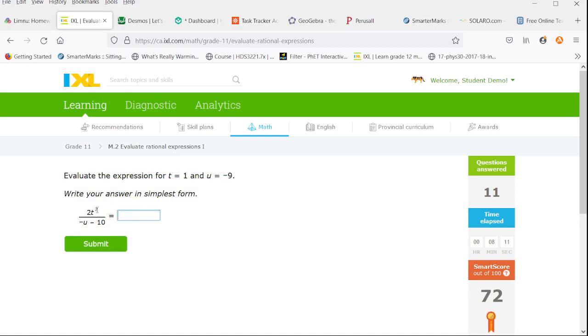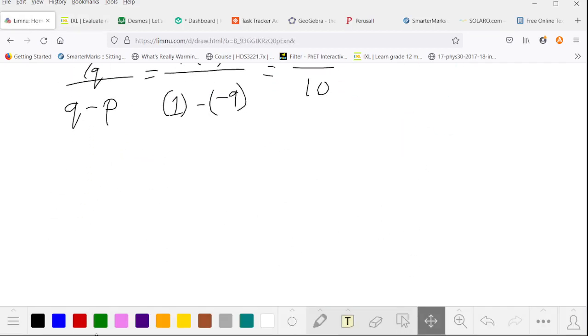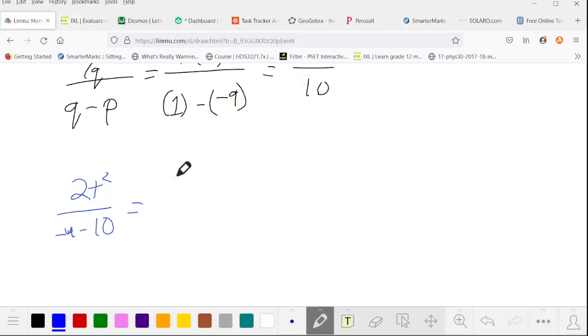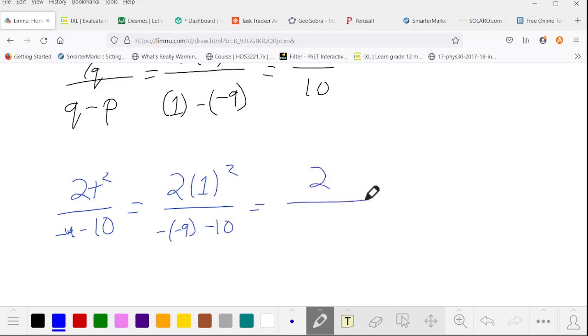Now, 2t squared over negative u minus 10. And t is 1, u is negative 9. So that's a 2 over 9 minus 10, that's a negative 1. So this entire expression reduces to negative 2.